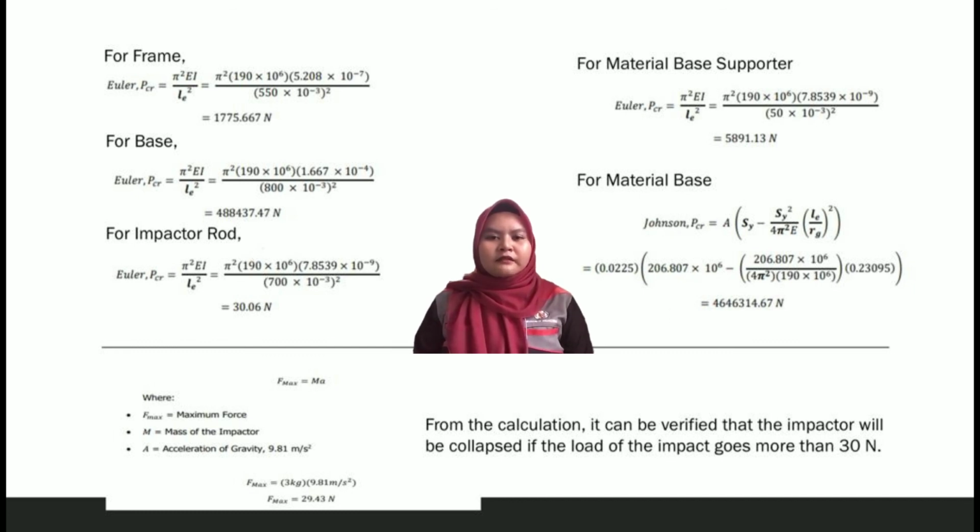Moreover, from the equation F equals ma, where m is mass and a is the acceleration of gravity, which is 9.8 meters per second squared, we can determine the maximum force the impactor can withstand before it collapses. Therefore, from the calculation, we can conclude that the rod can withstand a force of not more than 30 Newton, which means if the force applied is more than 30 Newton, the impactor rod will collapse immediately.